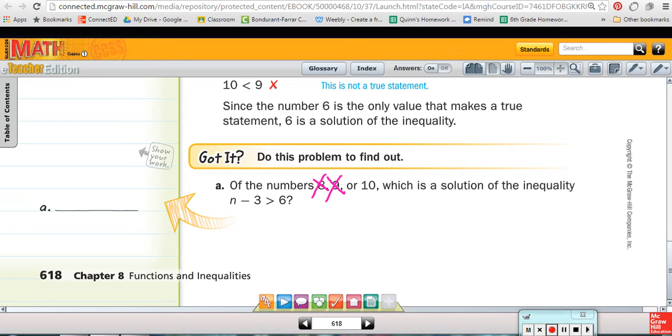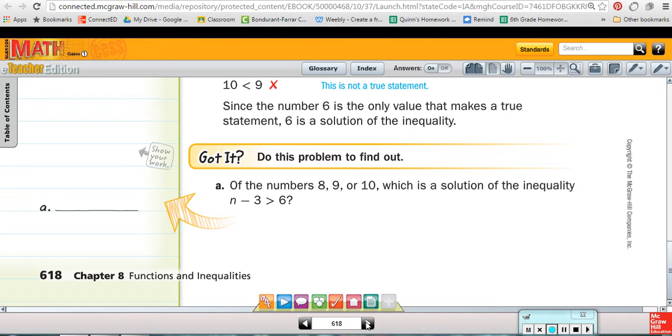Let's substitute 10. 10 minus 3 is? 7. Is 7 greater than 6? Yes. That one works, so 10 is the only possible solution here. Did you agree? Good. Any questions on those types of problems?